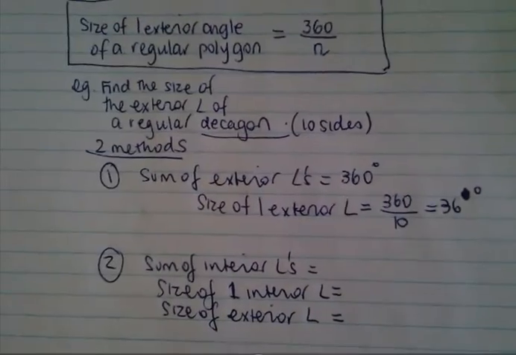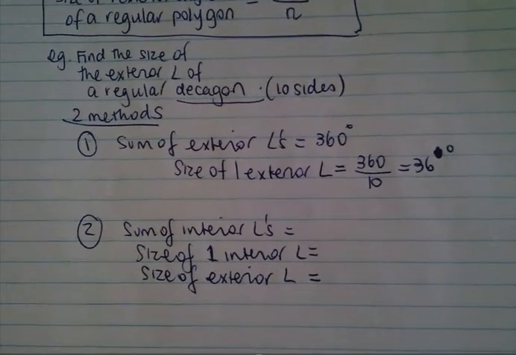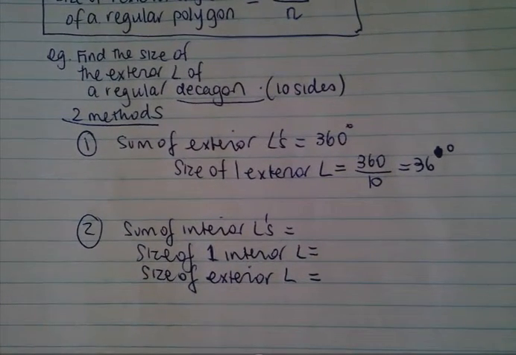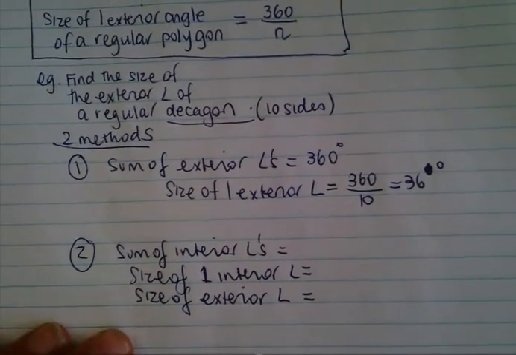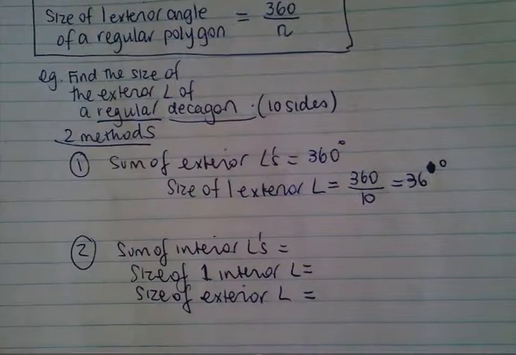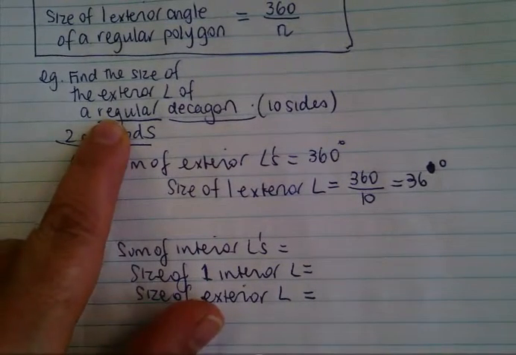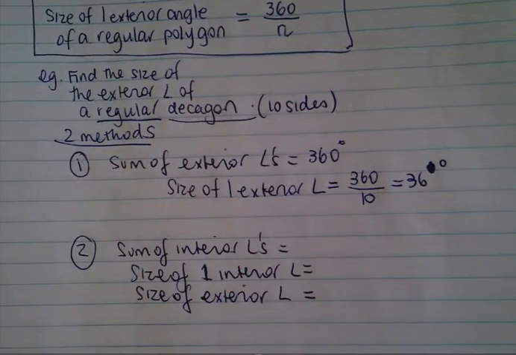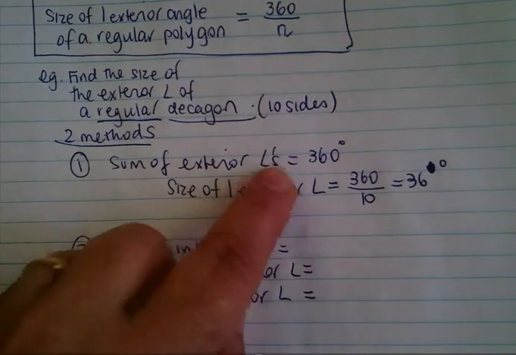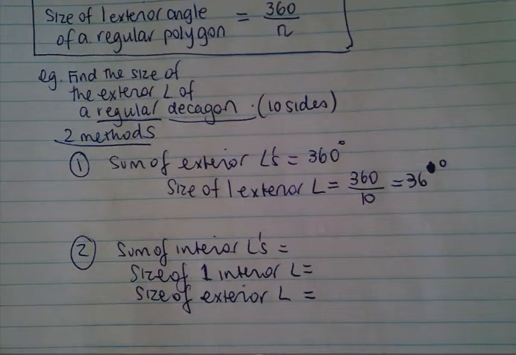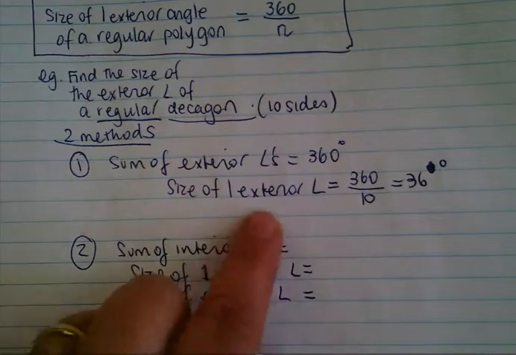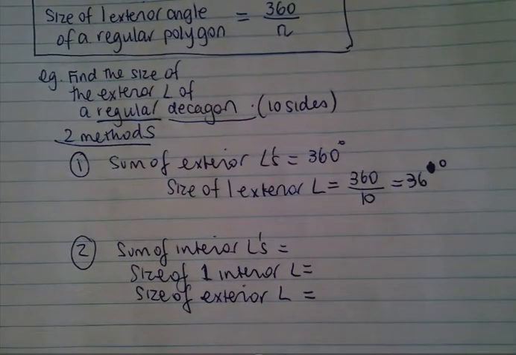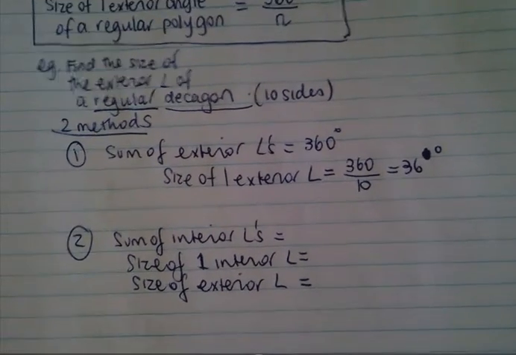I'm going to show it to you by finding the interior angle as well. It's another method. So girls, be very careful. This is only for a regular 10-sided shape. All the interior angles are the same, so the exterior ones are the same. So the size of one exterior angle is 360 divided by 10, which is 36.